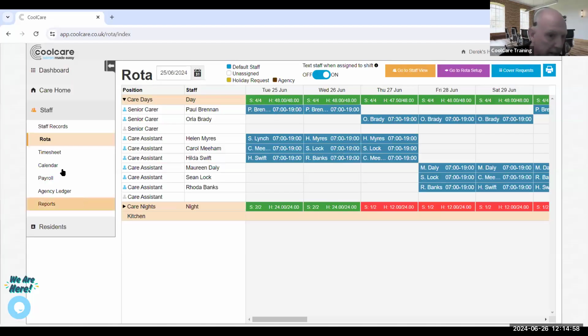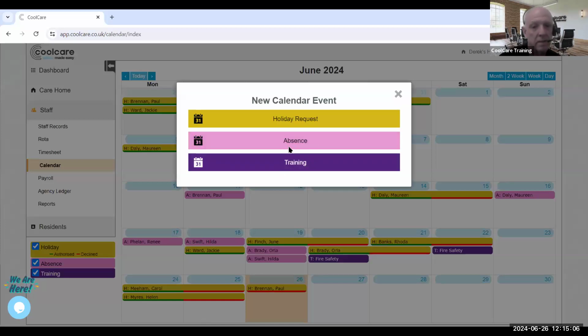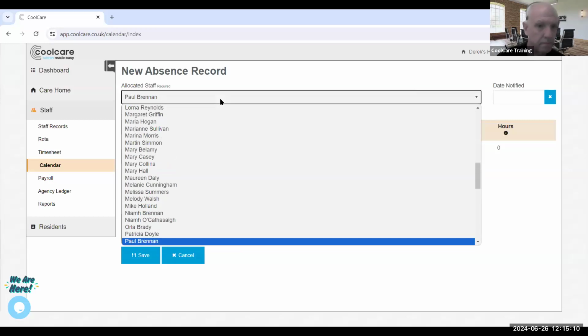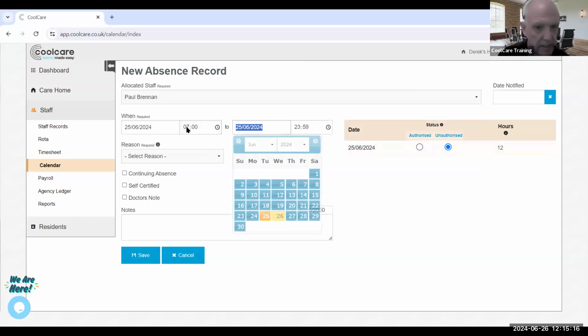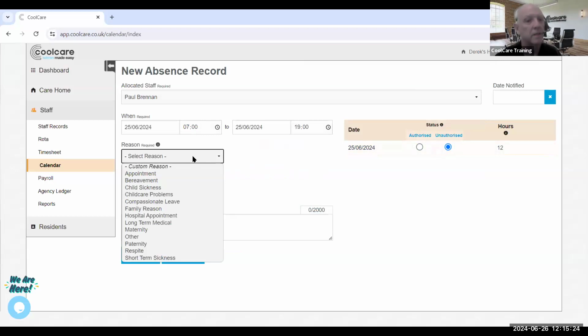Let's go to our calendar. There's today's date. Let's go to yesterday. If I click here, I can do my absence. It's for Paul. I'm going to pretend it's for his whole shift. You have to put a reason in. If you don't put a reason in, it won't let you save it. I'm just going to pick family reason.